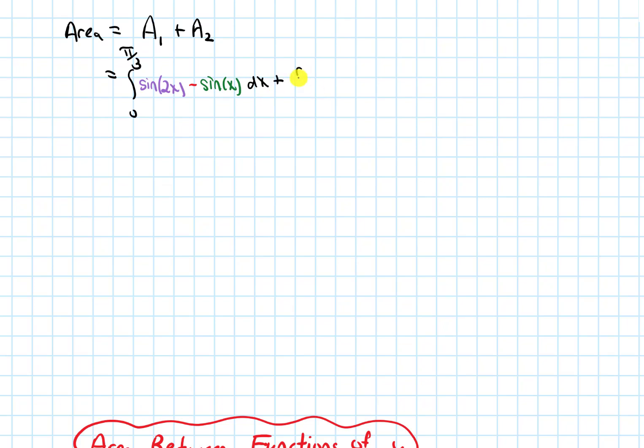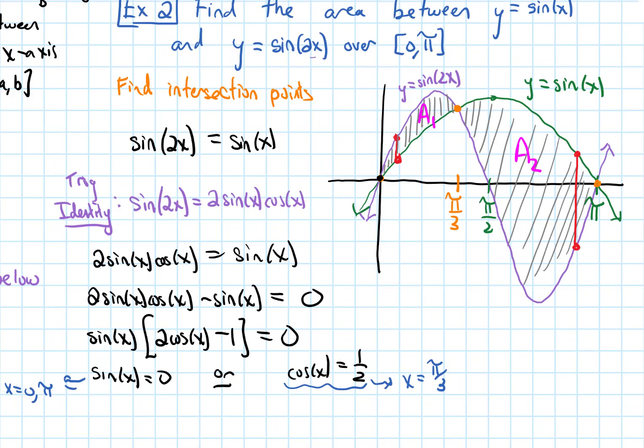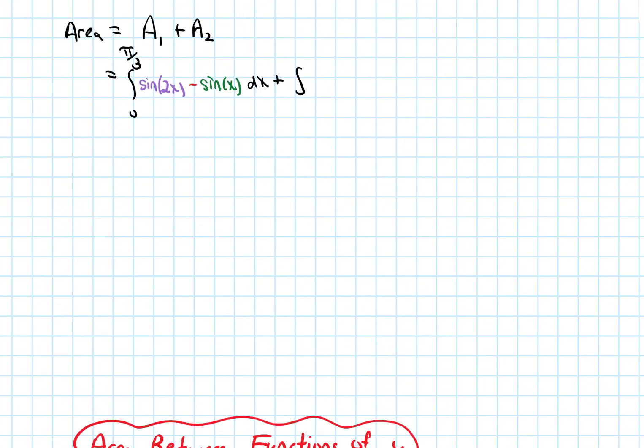And then for my second integral, the x values start at pi over 3, and they go until pi. So pi over 3 until pi. And the top function was sine of x, because it switches now. And then minus the bottom function, sine of 2x, dx. Okay, so at this point, I think we've done the hard part, which is setting up the integral.